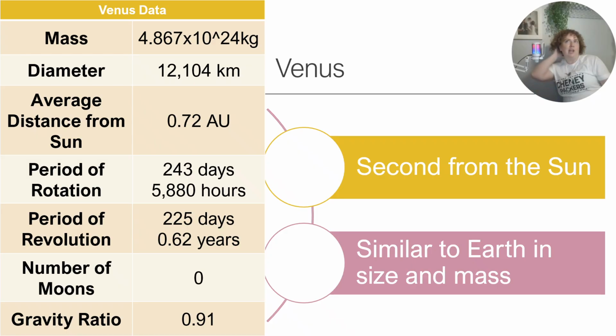Again, it is just a tish too close to maintain its own natural satellite, so it doesn't have any moons. And then the gravity, because it is so similar in size to us, is about 0.91 compared to our 1. So if you weigh 100 pounds here on Earth, you weigh about 91 pounds on Venus. So, weird little factoids.